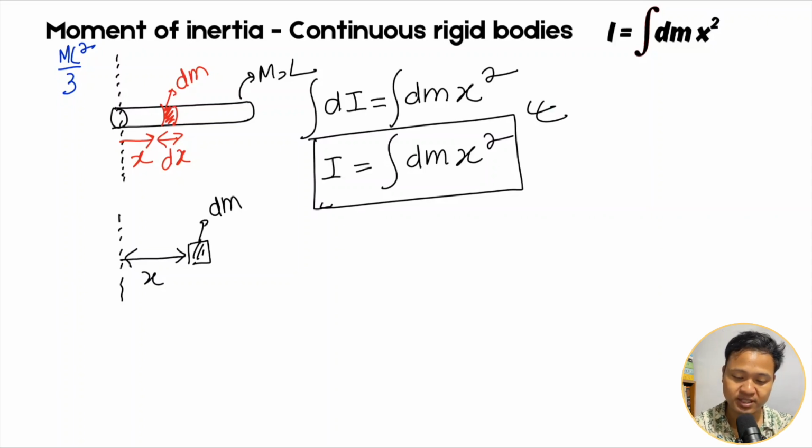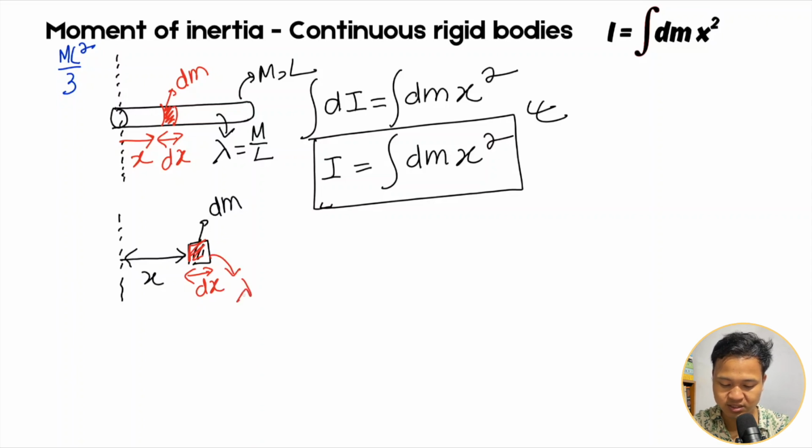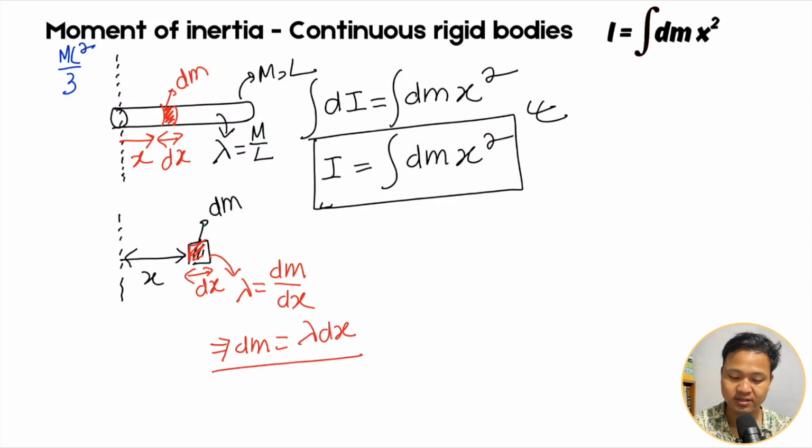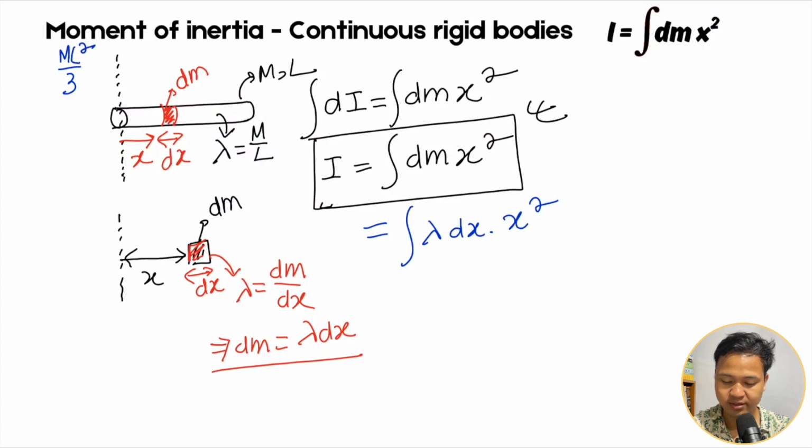So here, what is dm? For the rod, lambda is the mass per unit length. Lambda is mass divided by dx, so dm is lambda into dx. Therefore I is equals to integral of lambda into dx into x square.